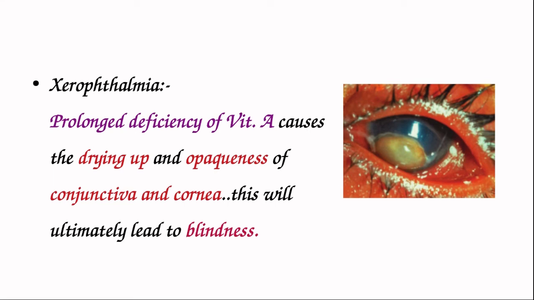It is xerophthalmia. It is caused due to the prolonged deficiency of vitamin A, and the prolonged vitamin deficiency causes drying up and opaqueness of the conjunctiva and cornea. You know what is conjunctiva, and you know what is cornea, and these parts will be dried up and become opaque, and this will ultimately lead to blindness. Okay, it also causes keratinization of the eye, the conjunctiva, cornea and all. So it might cause infections and all. That is what is called xerophthalmia.